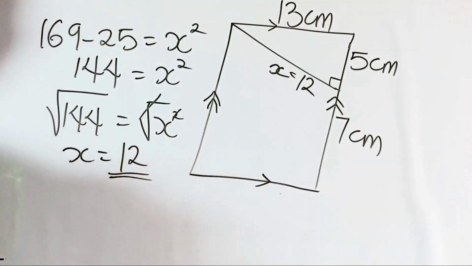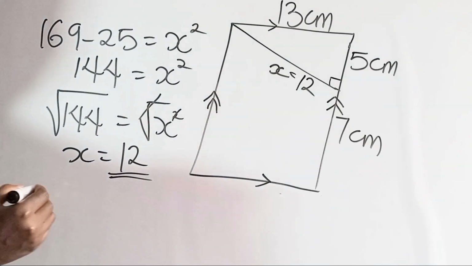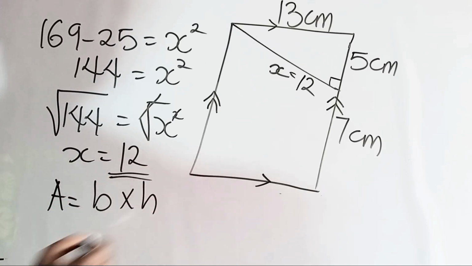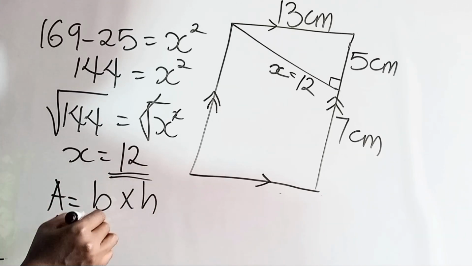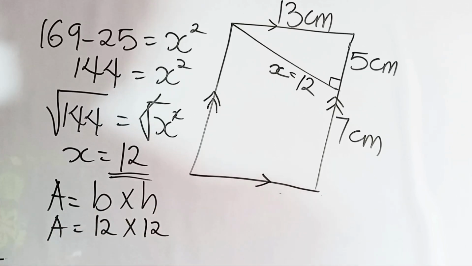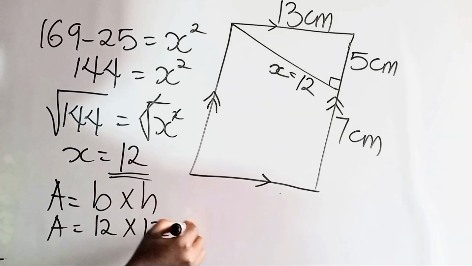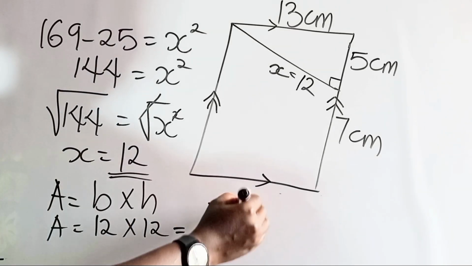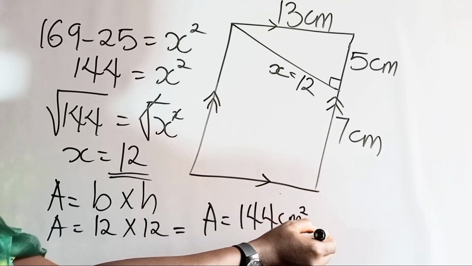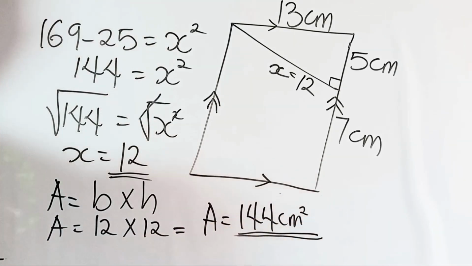height. Now we can apply the formula base times height to find our area. So the area of this parallelogram equals base times height. The base, as we know, is 12 and the height is 12. Therefore, the area equals 12 times 12 equals 144. So the area equals 144 centimeters squared, and this gives us our answer.